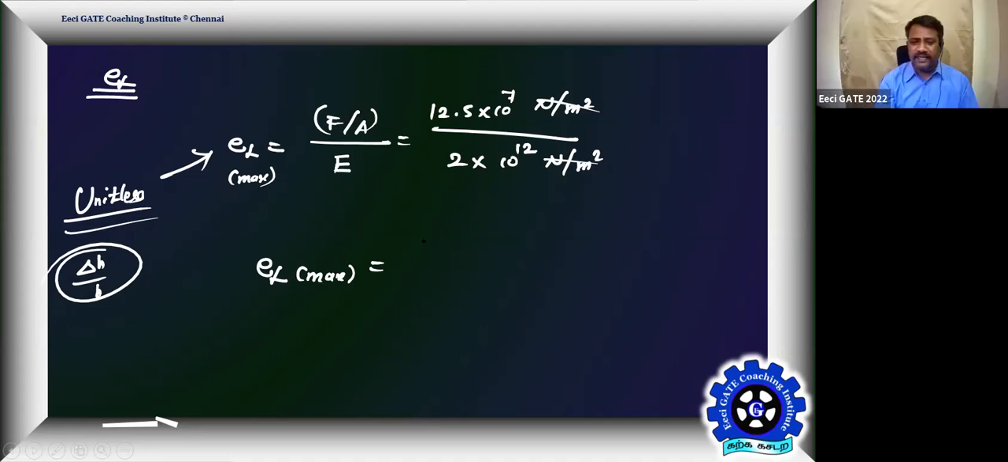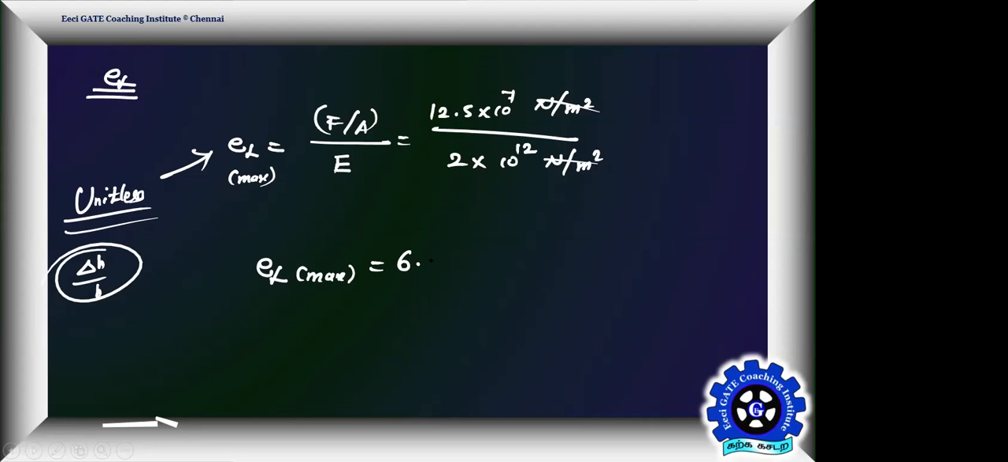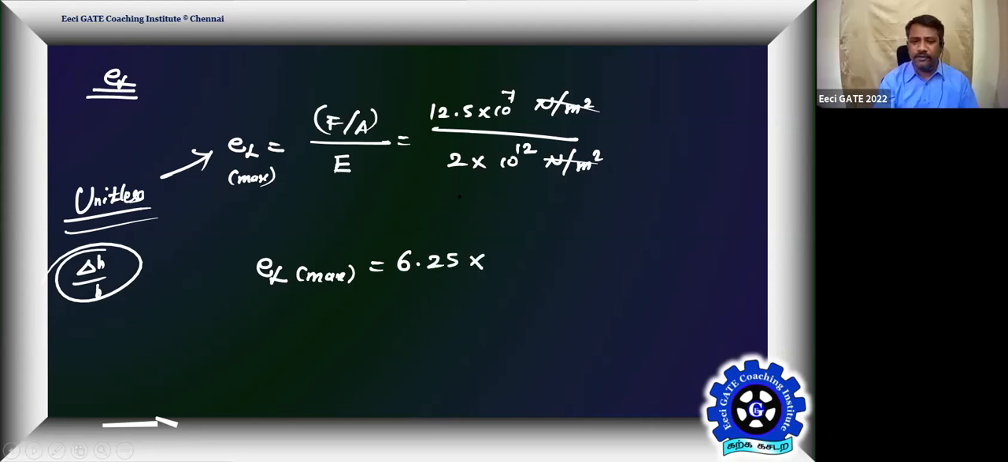62.5, 12.5 by 2, 6.25 into 10 power minus 5 microstrains. It is unitless, right? You can say it is meter per meter anyway, so there is nothing but delta H by H. That means if the height is 1 meter, delta H is so many meters. Are you getting? If height is 1 meter, delta H will be so many meters.